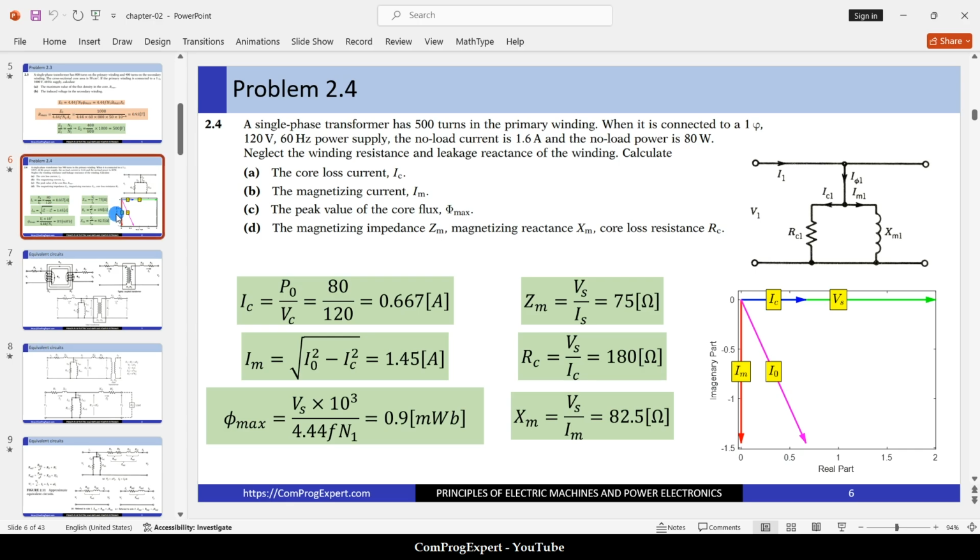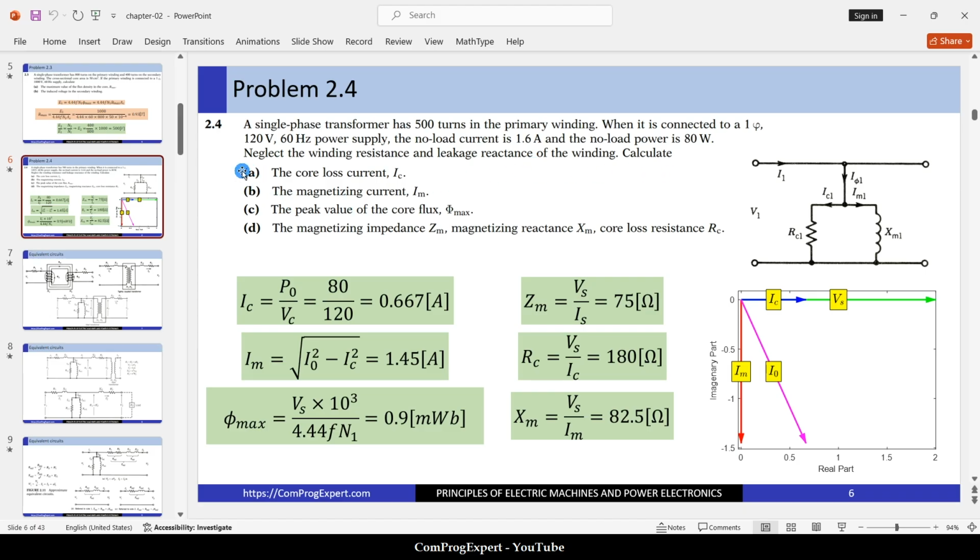A single-phase transformer has 500 turns in the primary winding. When it is connected to a single-phase 120 volt 60 Hz power supply, the no-load current is 1.6 ampere, and the no-load power is 80 watts. Neglect the winding resistance and leakage reactance of the winding.